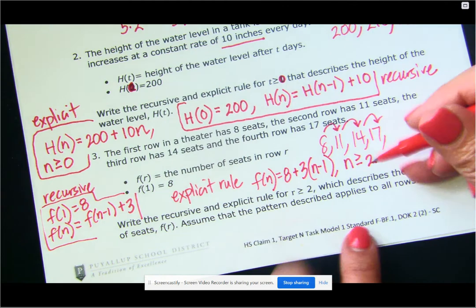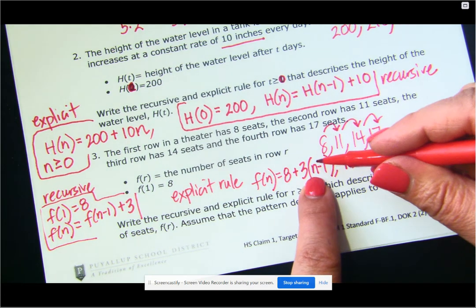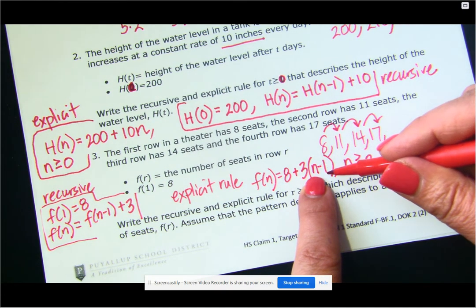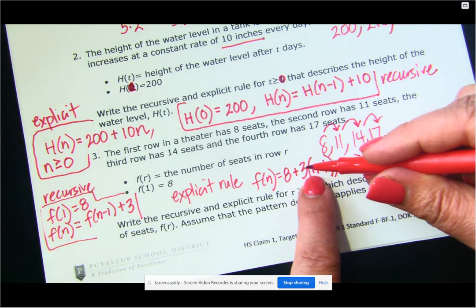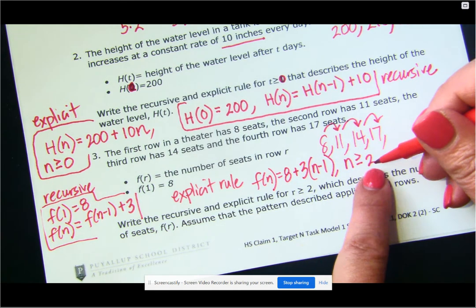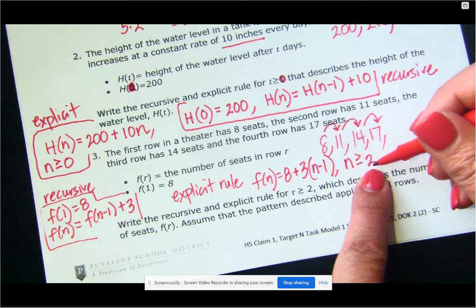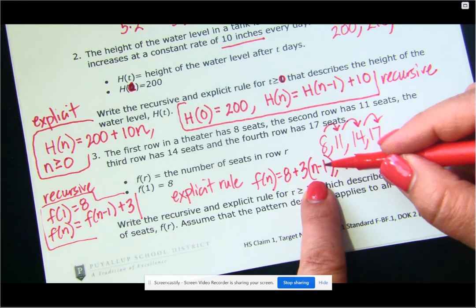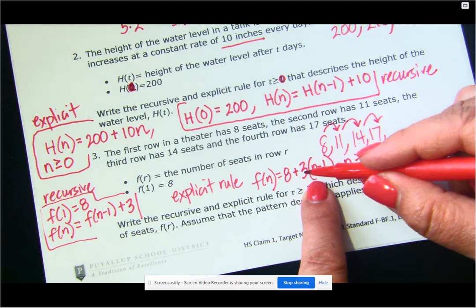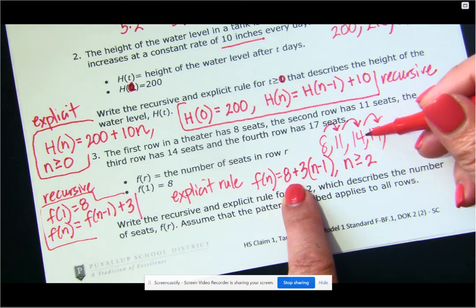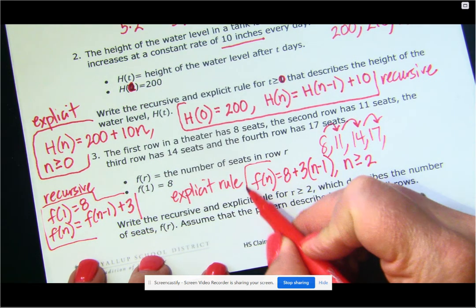So now look, if you put a 2 in there, 2 minus 1 is 1. 1 times 3 is 3. 3 plus 8 is 11. That gives me the second row. For the third row, I'd put a 3 in there. 3 minus 1 is 2. 2 times 3 is 6. 6 plus 8 is 14. Here's my explicit rule.